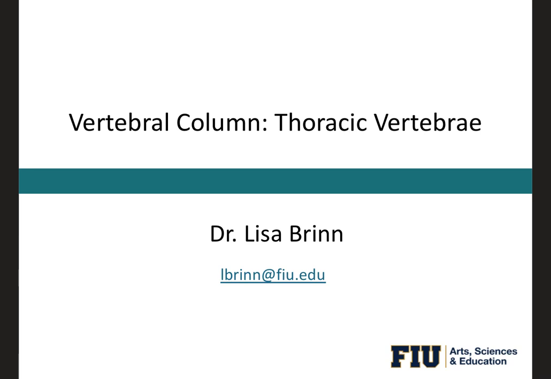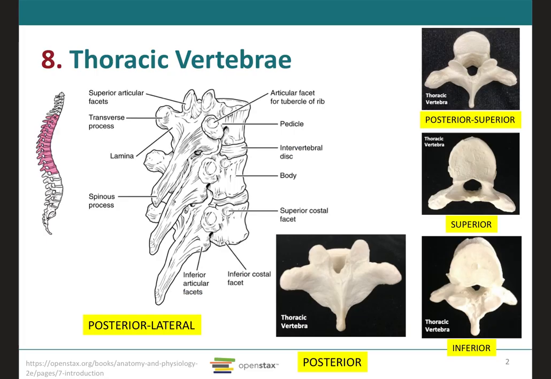Hello everyone. In this presentation, we will be covering specifically the thoracic vertebrae and its bone features. The thoracic vertebrae is located right over here in the thorax region. There are going to be 12 thoracic vertebrae, and they do have all of the bone features that most of the vertebrae have. So if we look on this image, they will have a body or a centrum.